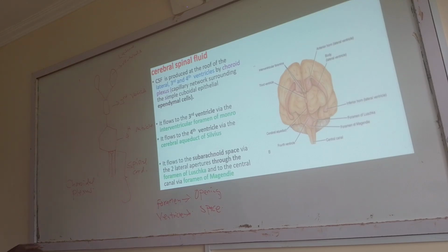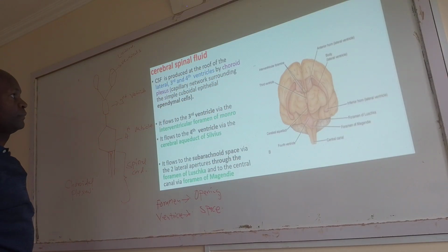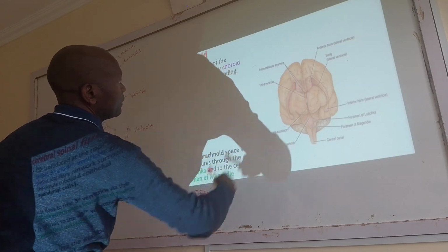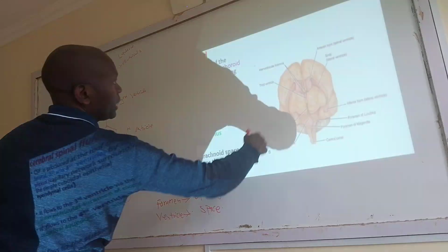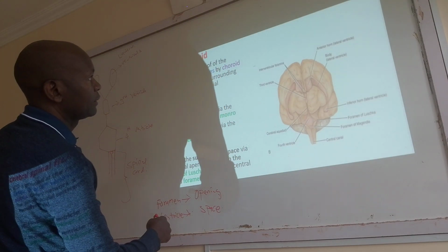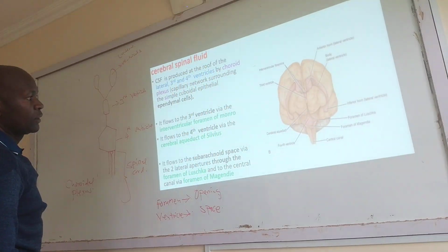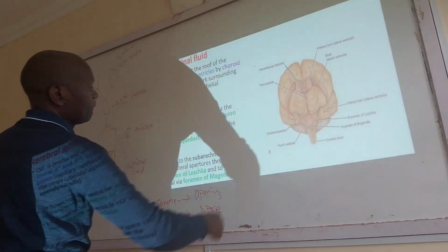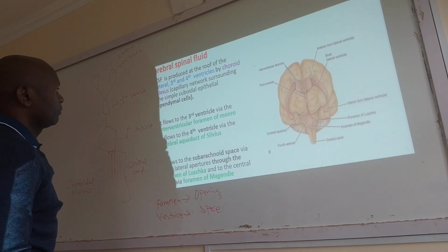So we are saying from this diagram, though it's not very clear, CSF will be produced from the lateral ventricles, particularly in what we are referring to as the anterior horn. And then what we are seeing here is the third ventricle. And what you are seeing down here is actually the fourth ventricle.